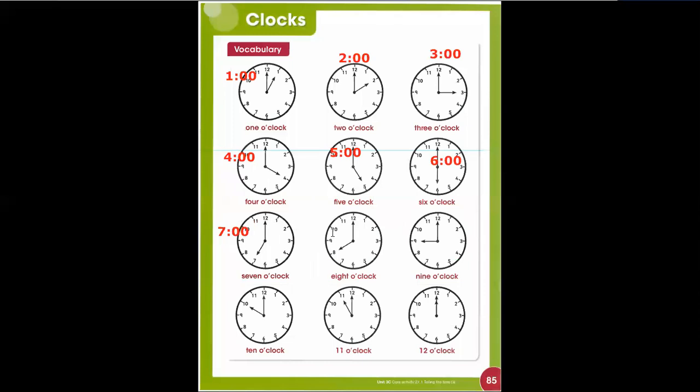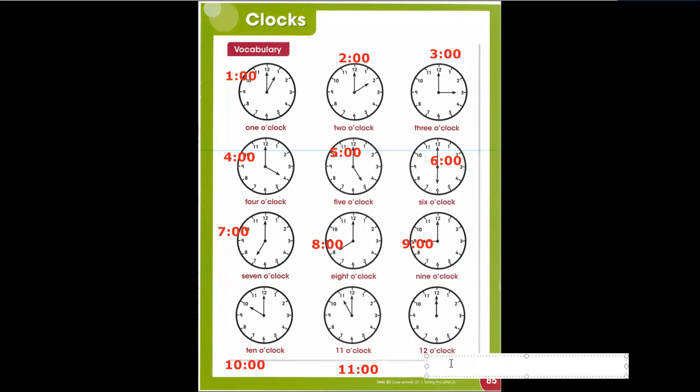First of all, see the small hand and then see the long hand. 8 o'clock, 9 o'clock, 10 o'clock. As the small handle is on 10, so it is 10 o'clock, 11 o'clock, and here we have 12 o'clock.